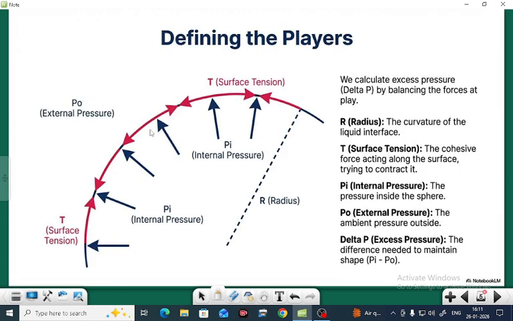Defining the variables. You see, this is the internal pressure, this is the radius, this is the surface tension, and this is the external pressure P0, or P outside. So we calculate excess pressure delta P by balancing the forces at play. R, the radius, is the curvature of the liquid interface. T, the surface tension, is the cohesive force acting along the surface trying to contract. Pi is the internal pressure, the pressure inside the sphere. Po is the external pressure, the ambient pressure outside. Delta P, the excess pressure, is the difference needed to maintain, Pi minus Po.